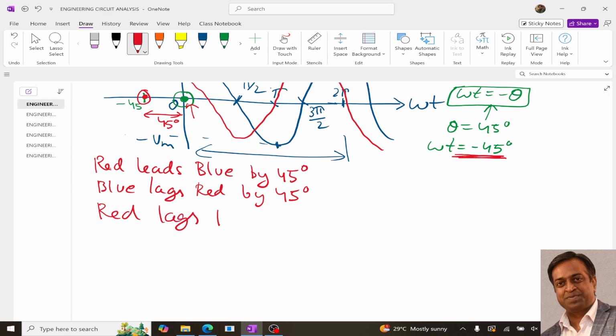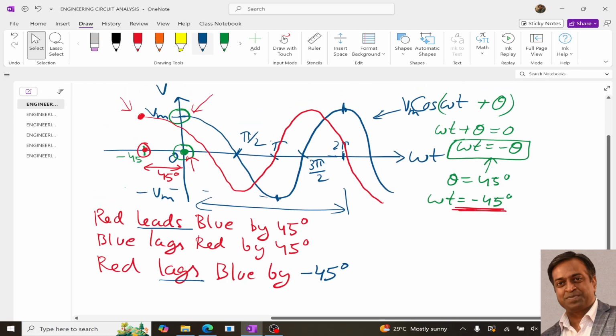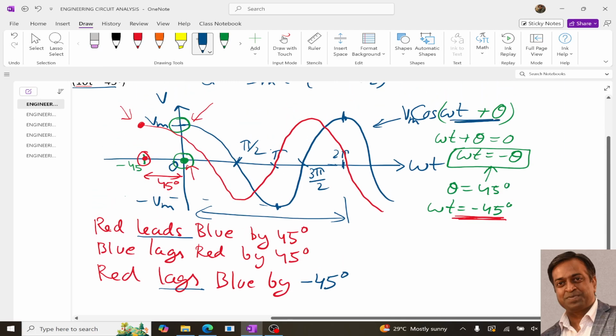We can also say that red lags blue. Since in actual red leads blue, if we are writing lags, we simply need to write the angle with minus. This minus will indicate that whatever we have mentioned over here, in actual it is opposite. Since over here it is minus, it means in actual it will be leading, right? So simply by equating whatever angle is given to 0, we get omega t, and accordingly we can draw the graph.